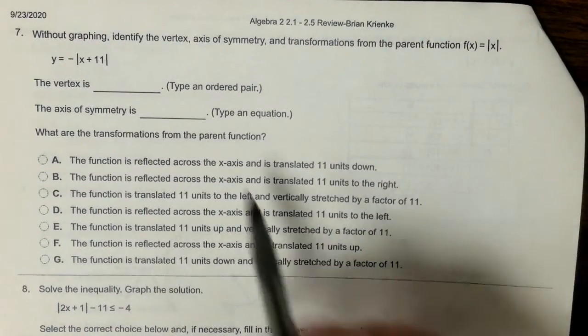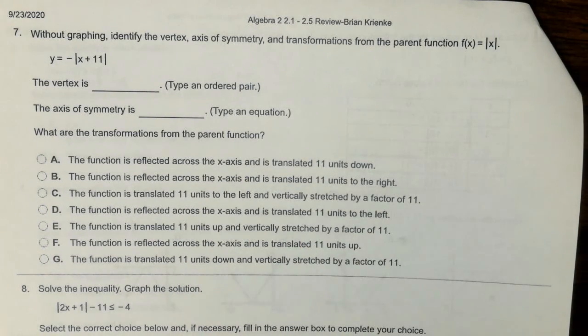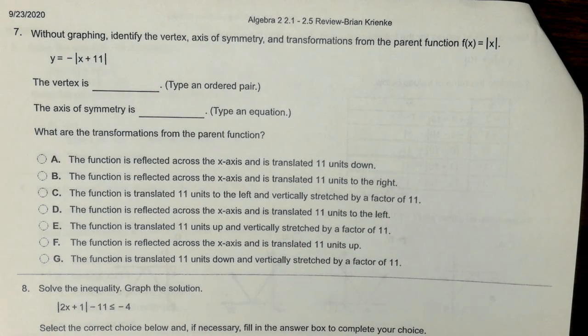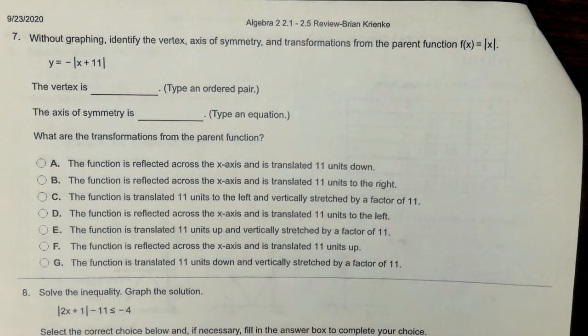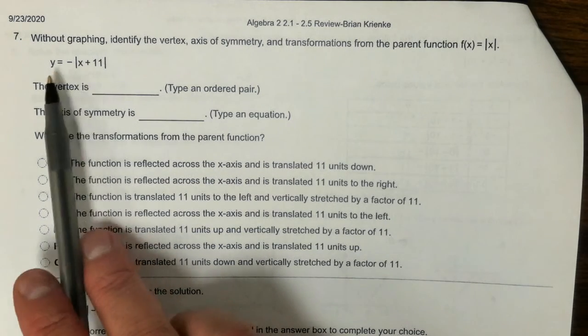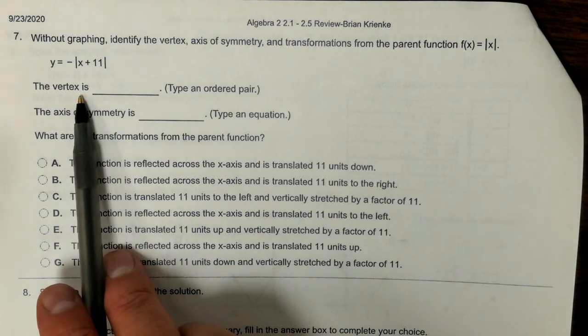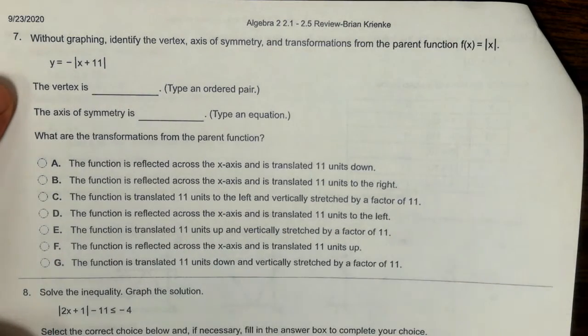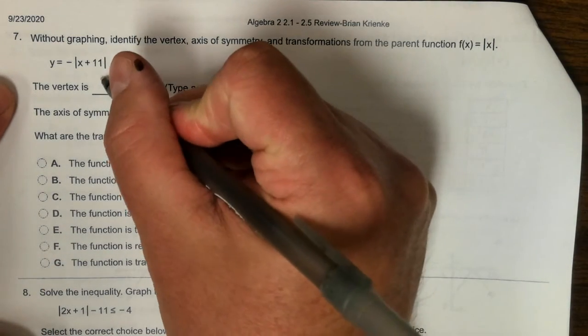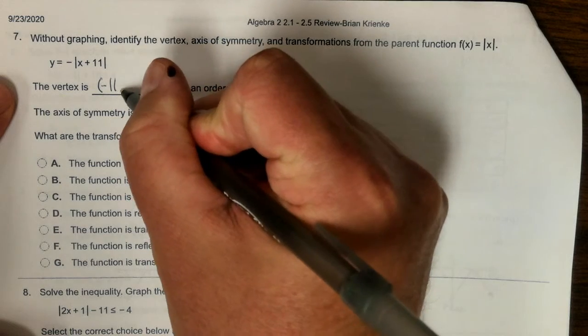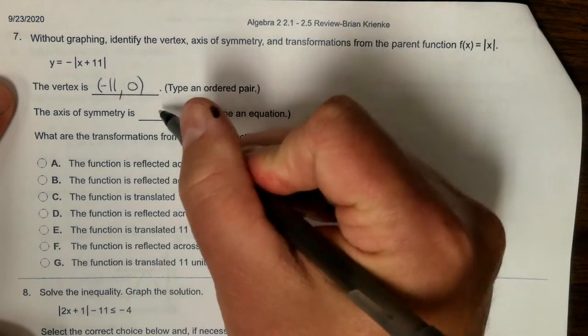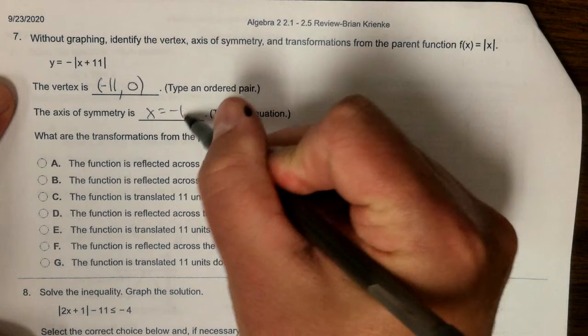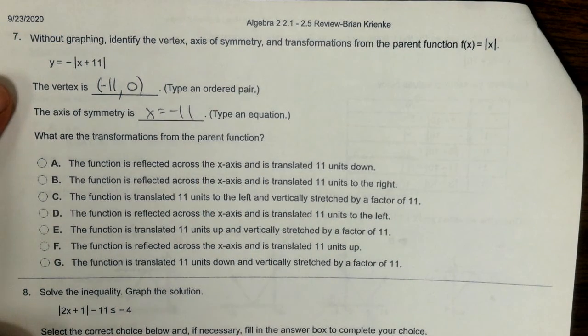Okay, our next one says, without graphing, identify the vertex, axis of symmetry, and transformations on the parent function. So this one, your vertex is based on what's in the absolute value, and so since it's an x plus 11, you're going to have negative 11, 0. So your axis of symmetry is x equal negative 11.